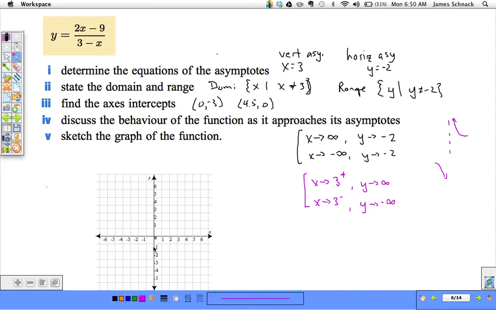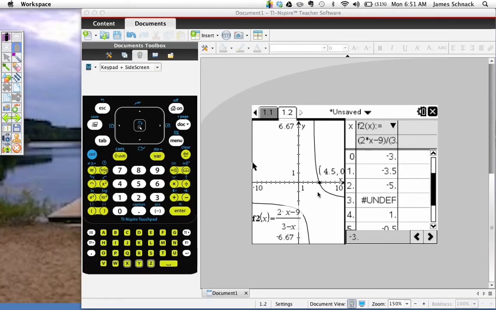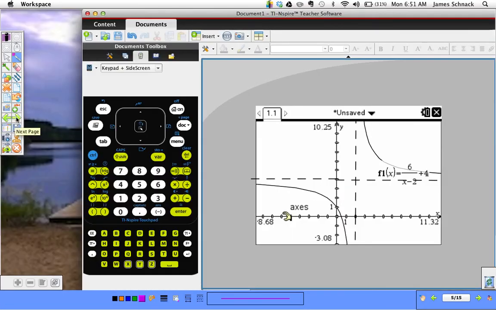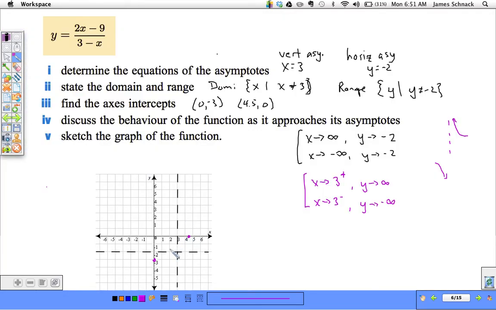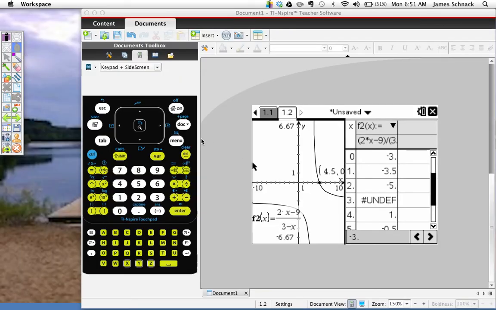So 0, negative 3, 4.5, 0. We have a horizontal asymptote at negative 2 that our graph is not allowed to cross. Vertical asymptote at 3 that our graph is not going to be crossing. And we can jump to our table again. 2, negative 5. Get a few more points on here. 4, 1.